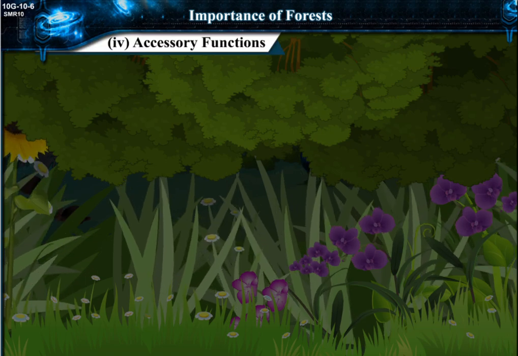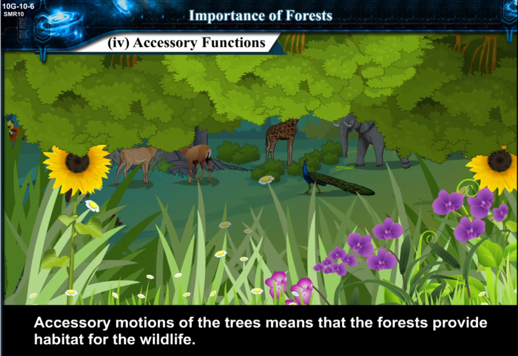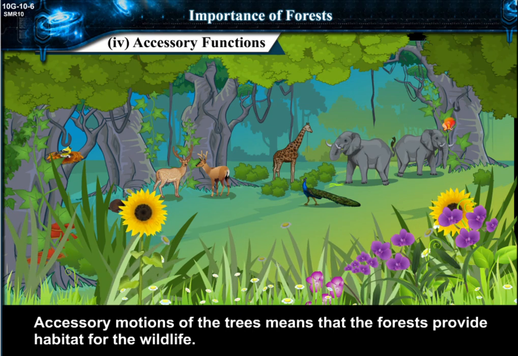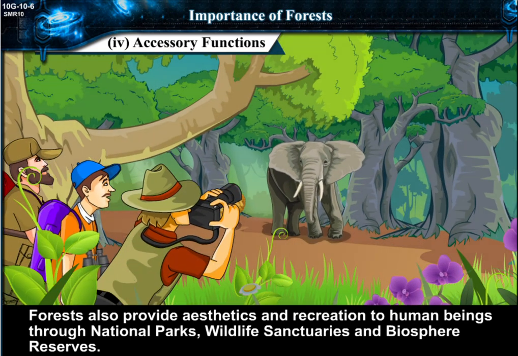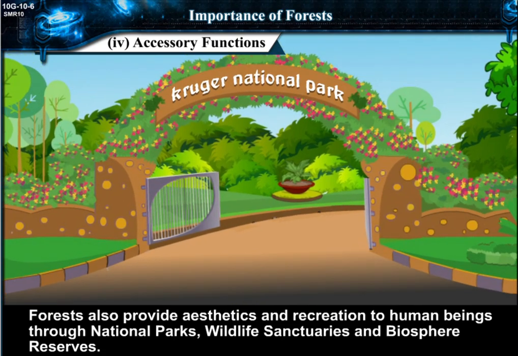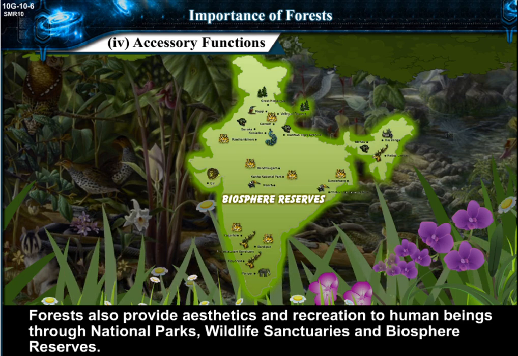Fourth, accessory functions. Accessory functions of the trees means that the forests provide habitat for the wildlife. Forests also provide aesthetics and recreation to human beings through national parks, wildlife sanctuaries, and biosphere reserves.